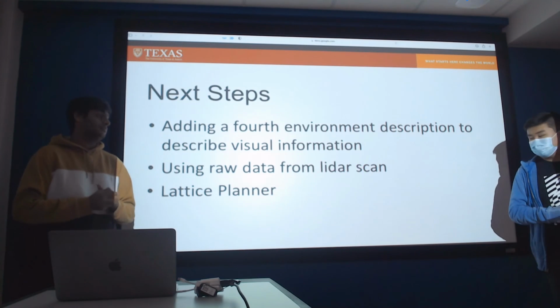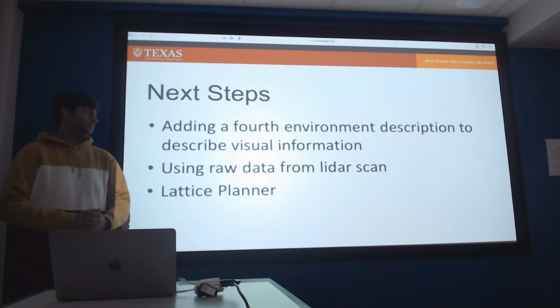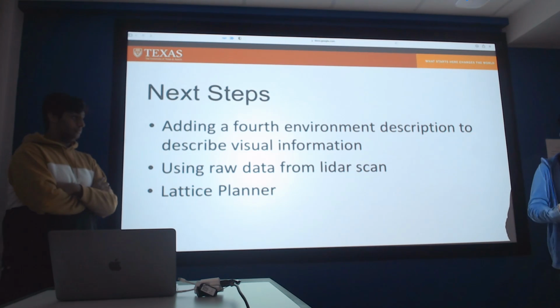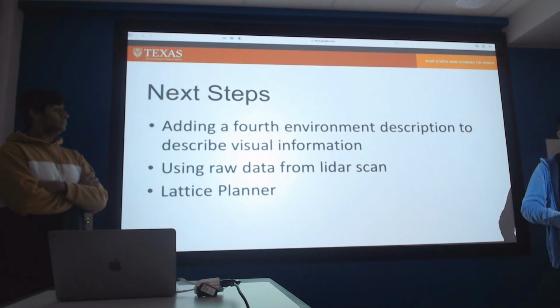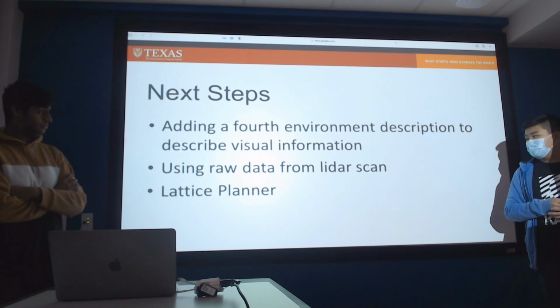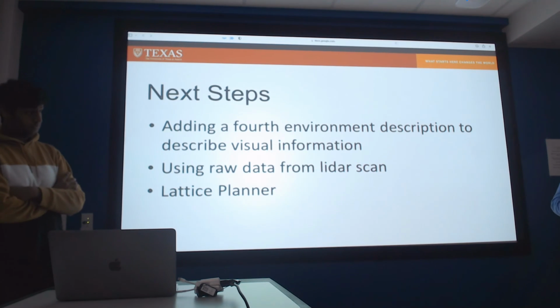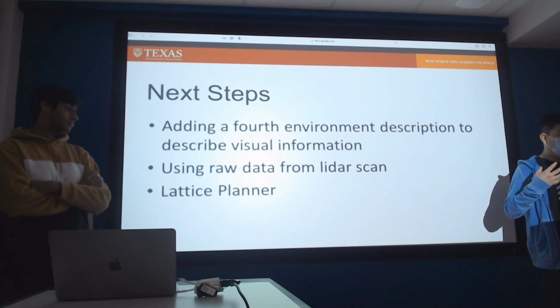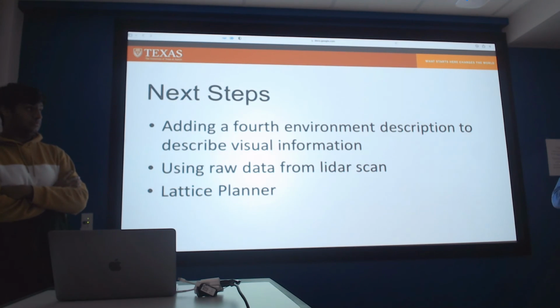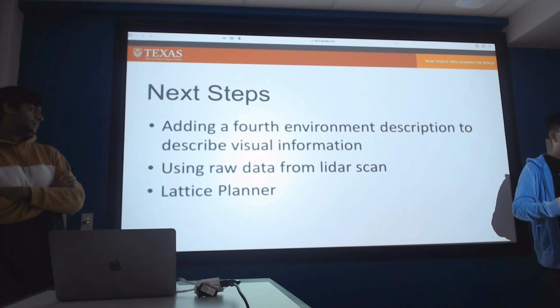Our next steps in this project would be adding a fourth environment descriptor to describe visual information, where we now currently have C1, C2, C3 from geometric information. We can add another constant C4 as a visual representation of the environment that we're currently in. Second one is to use raw data from a LiDAR scan. So right now we use C1, C2, C3 as previously mentioned, but those are hand-tuned parameters that expert roboticists have determined are pretty useful from LiDAR scan. And we would like to have a model learn what is useful on its own without the guidance of C1 to C3. So if we incorporate the raw LiDAR image, we're able to do that.